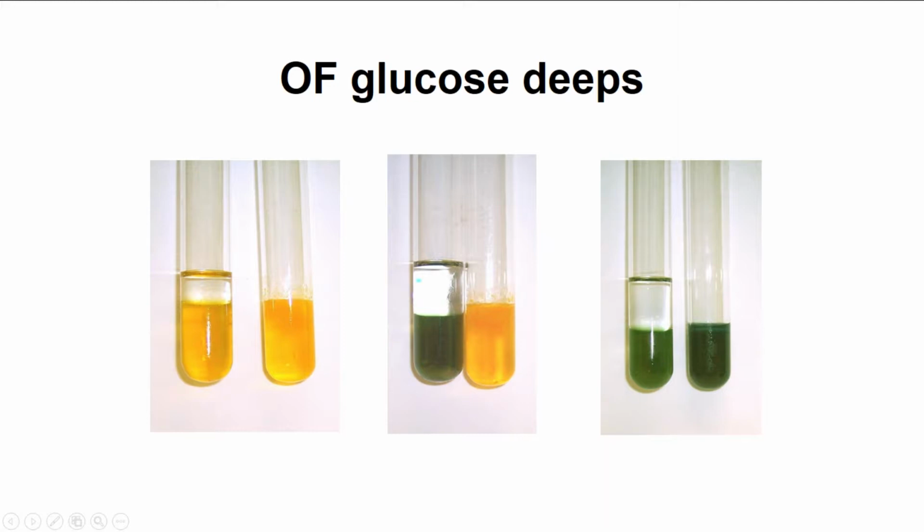Last one is glucose as a fermenter. You can see that it breaks it down in the presence of oxygen or in the absence of oxygen. It doesn't need oxygen to break down the glucose, so that means it's a fermenter. It can break it down in the absence of oxygen. So yellow means that's acid being produced and shifting the pH down.